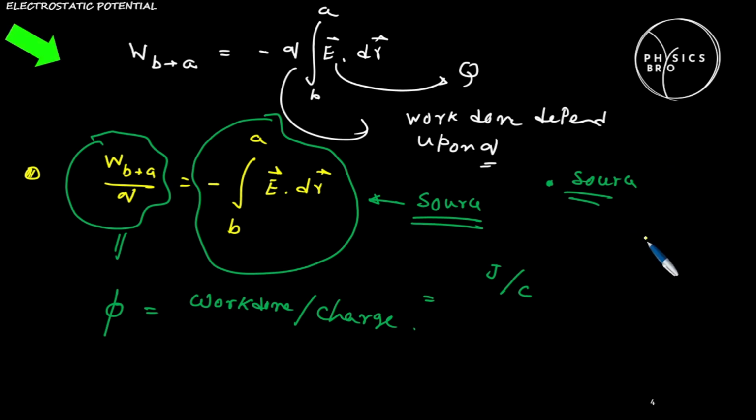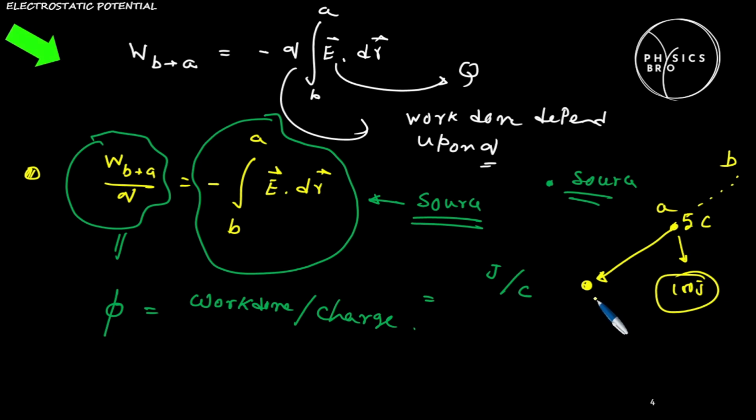Say a charge of 5 coulomb is coming from somewhere, and we are here, and we measure that if we move this charge from somewhere to this point, we need 100 joule of work done to bring the charge from some point B to point A. We need 100 joule of work.